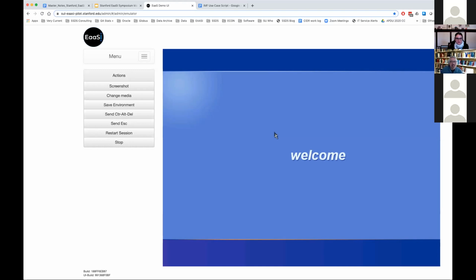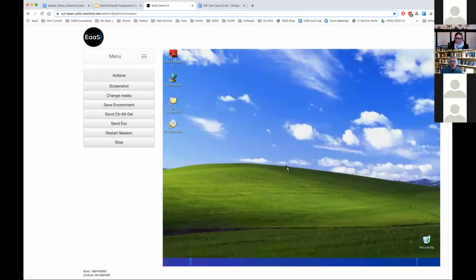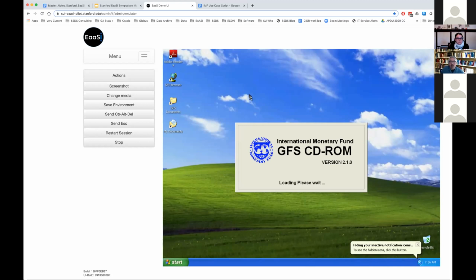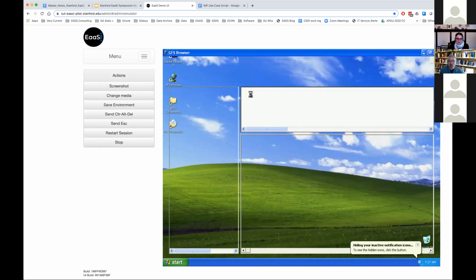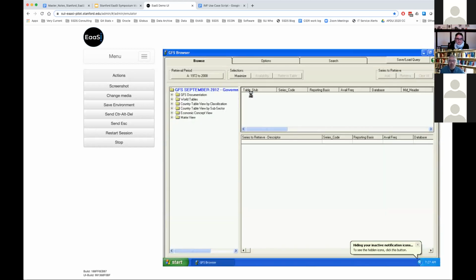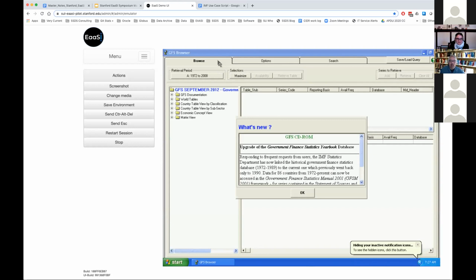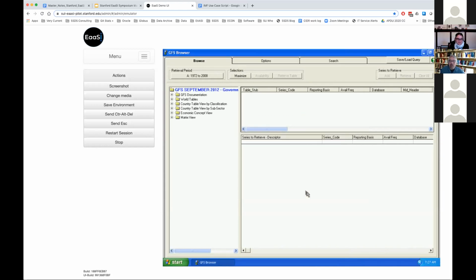Okay, so now we have the screen here, and I'm going to go to the GFS browser, which was installed, and a shortcut was installed on the desktop. For those who haven't seen the wondrous CD-ROM-based application for browsing and extracting time series data from the IMF's government finance statistics, this is basically the working application. So as you can see, everything that you would see if you were on a computer.